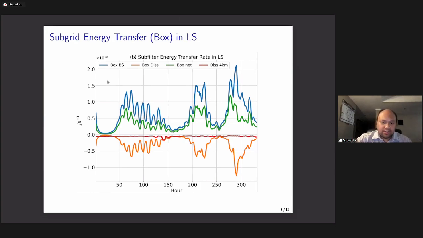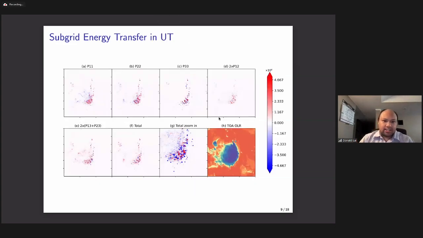In the lower stratosphere, the story is a bit different. We still get a huge backscatter and huge dissipation, and we still get the free peak here. But now the net result, the green curve, is actually positive. It means that in the lower stratosphere, there is actually more dissipation than backscatter. As a result, the normal eddy viscosity scheme would not be able to generate this backscatter here. This is the vertical average.